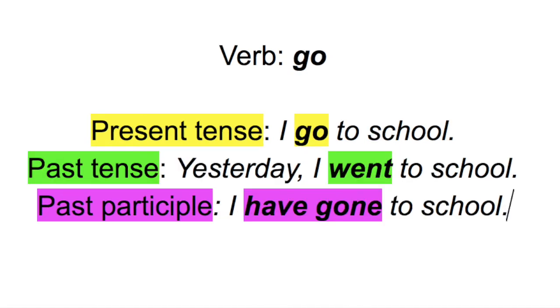All right, the first verb we're going to look at is go, the base form go. I go to school. I wish we were going to school, don't you? Yesterday, I went to school. There's the past tense of go. Let's look at the past participle. I have gone to school.